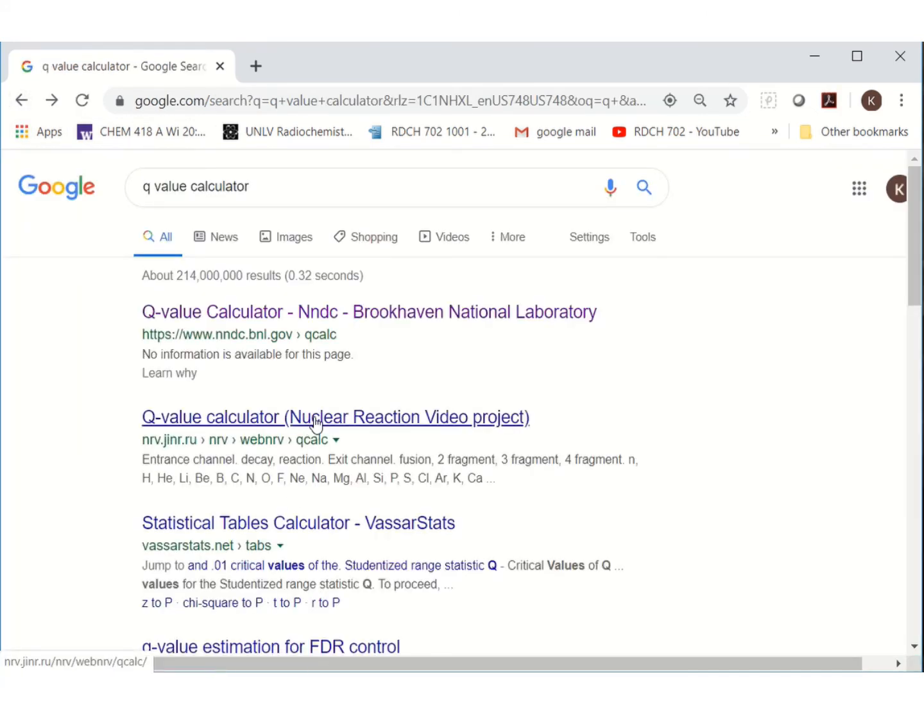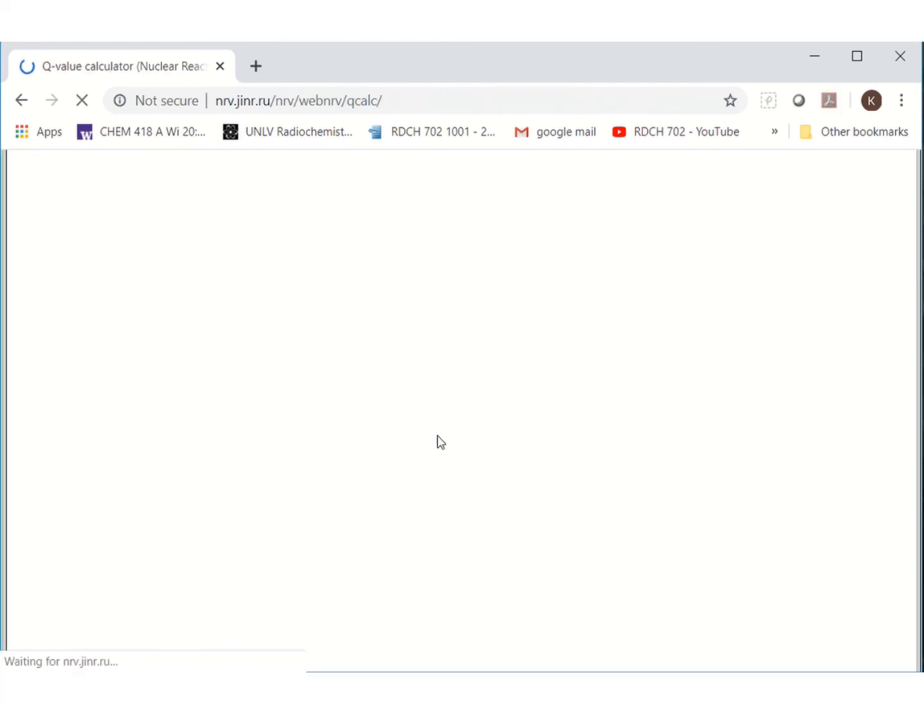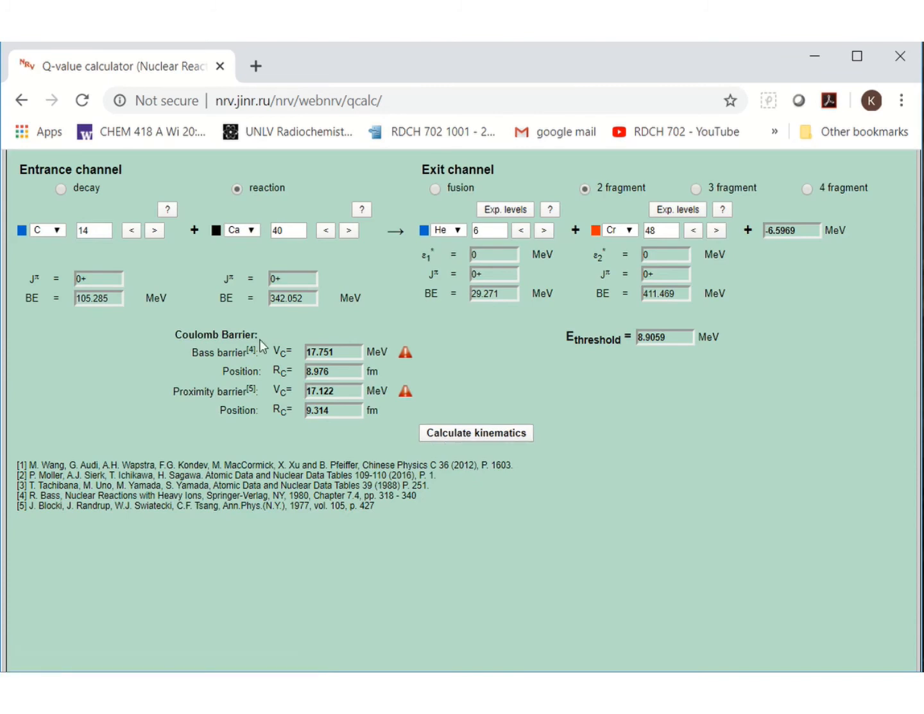Another calculator shown here, this is from Russia. So I have an entrance channel, I can have a decay or reaction, I can make fusion, I can make multiple fragments. This is actually a little bit more complex, but for instance here we have a reaction of carbon-14 plus calcium-40 going to chromium-48 and helium-6.